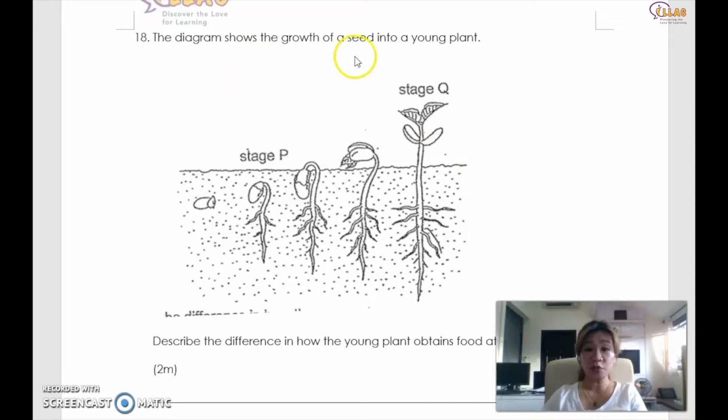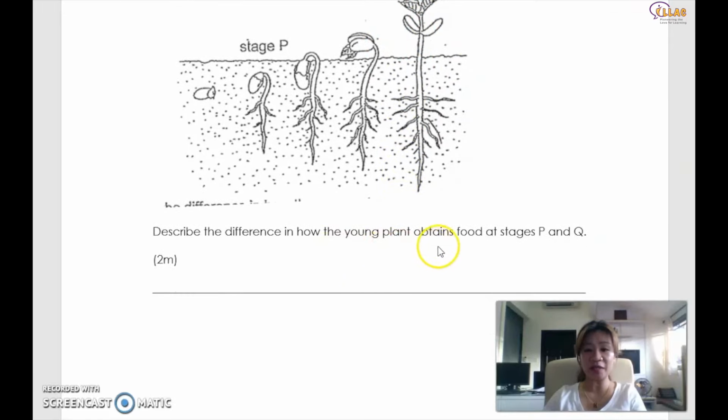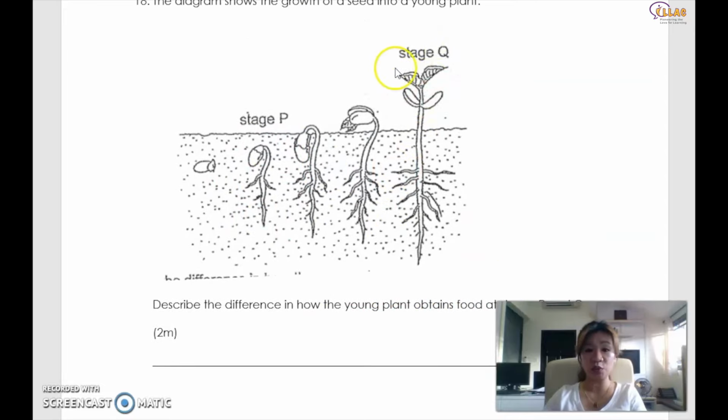The diagram shows the growth of a seed into a young plant. So from here, it grows into stage P over here, where the roots come out first, followed by the shoot on top, and then the leaves come out at stage Q. Describe the difference in how the young plant obtains food at P versus at Q. So you see the difference is that over here there is still a seed leaf, over here there are leaves but no seed leaf. The seed leaf has already shriveled, only the seed coat is left.